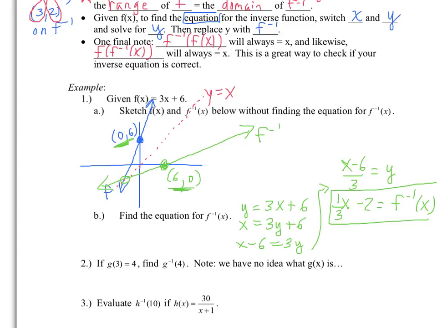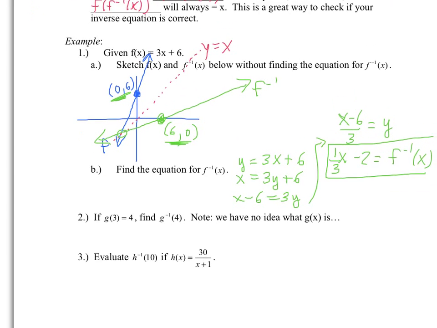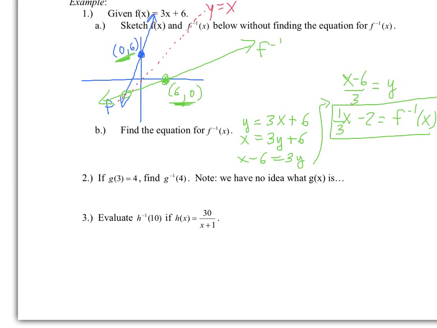Alright, let's take a look at another question here. Now this time, we are not given a function. Instead we're given a couple facts. We're told that g of 3 is equal to 4. And we're asked to find g inverse of 4.